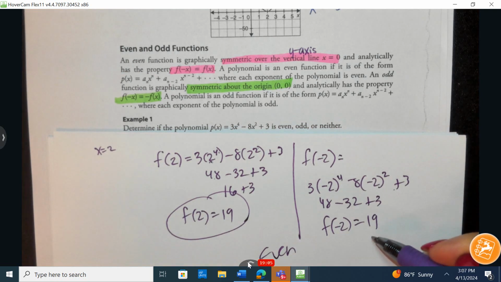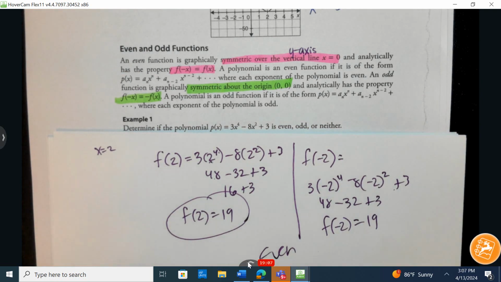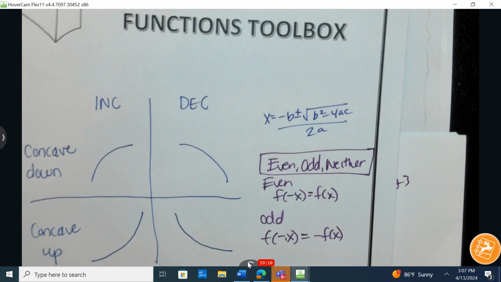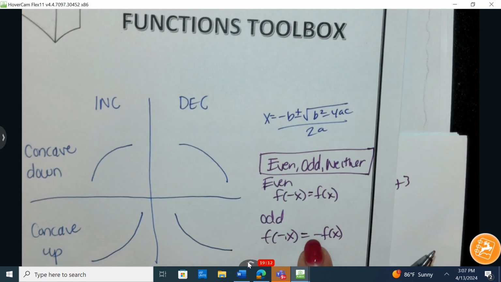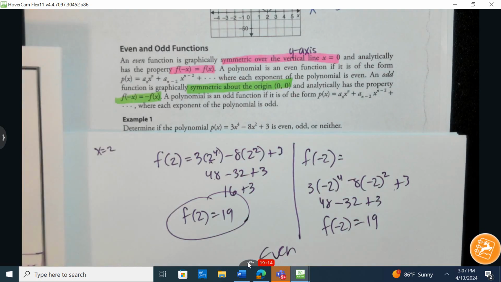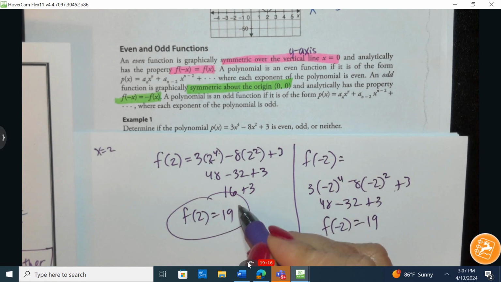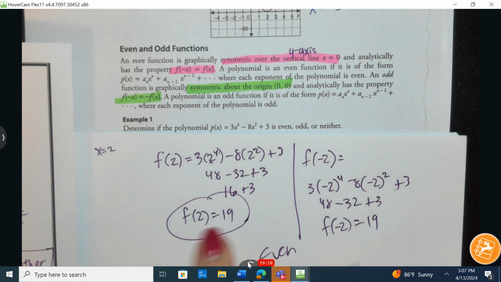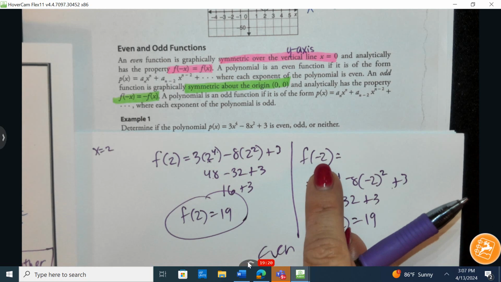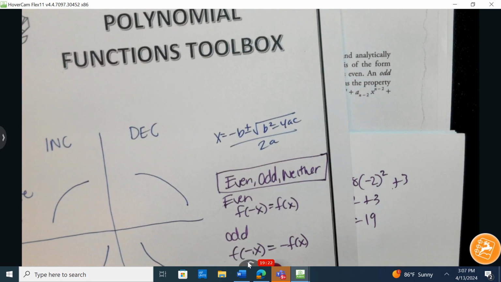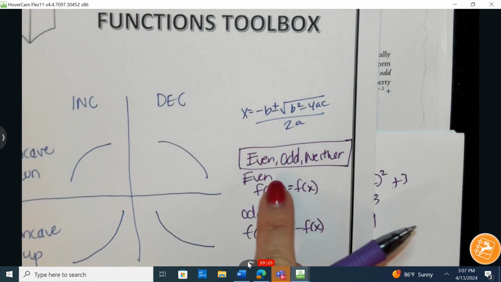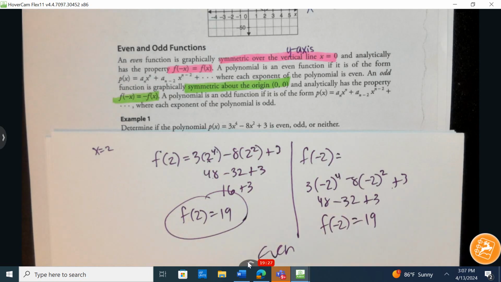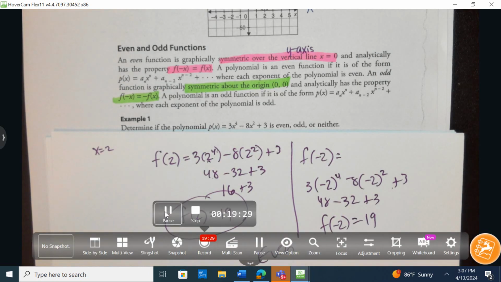Now what if this didn't work? What would I do next? If this didn't work, then I would put a negative sign in front of f. So I would take this original value and put a negative sign in front of it to see now does it equal the same as the negative. If it did, it's odd. And if it doesn't, it's neither even nor odd. Hopefully they have another example for it.